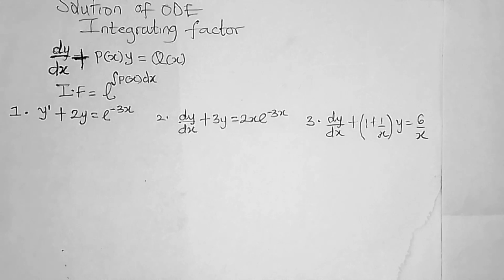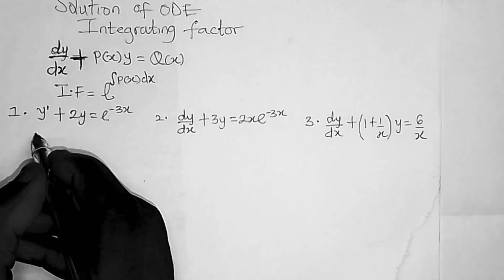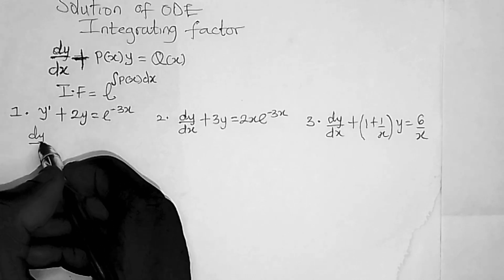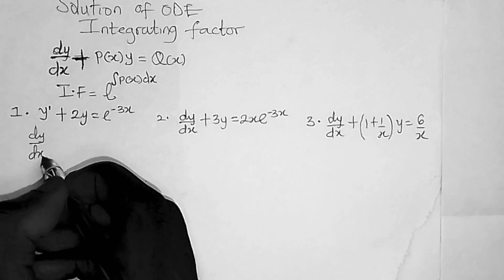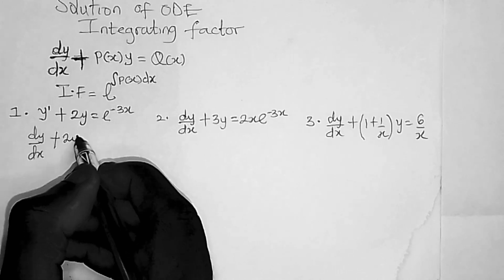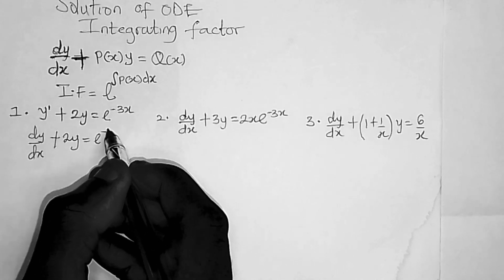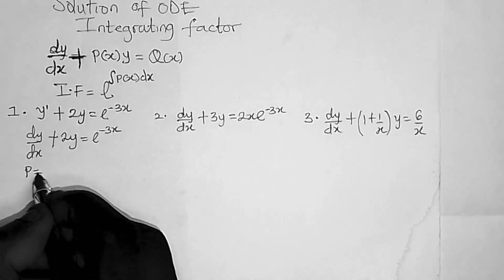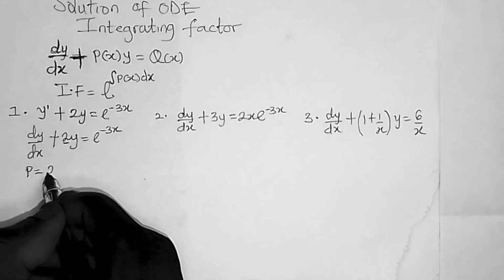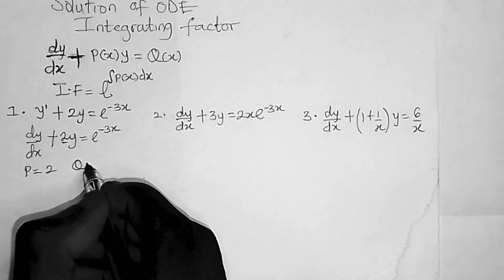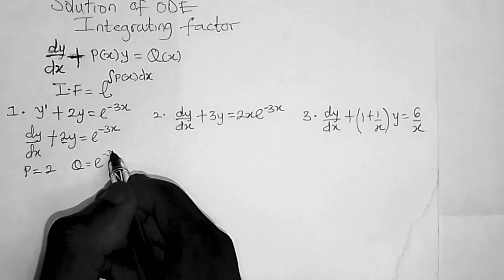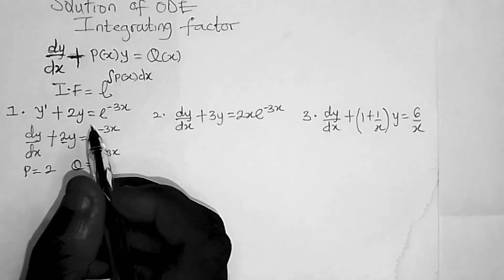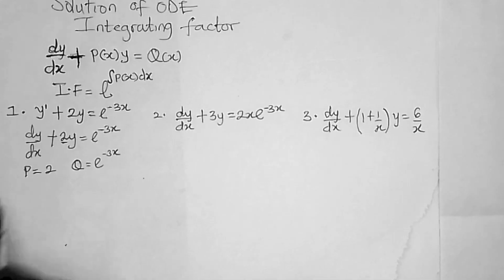For the first example, we have y prime, and y prime is the same thing as dy/dx, then plus 2y equal to exponential minus 3x. Now you can see from here that your p is 2 and your q is exponential minus 3x. Are you seeing that now? So that is the first important thing you need to do. After that, the integrating factor.